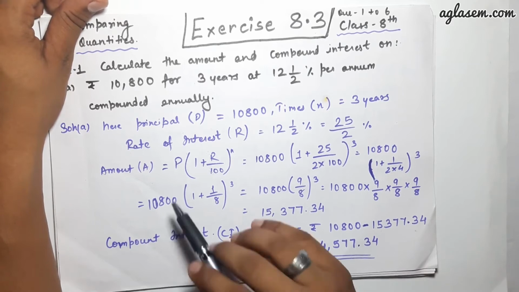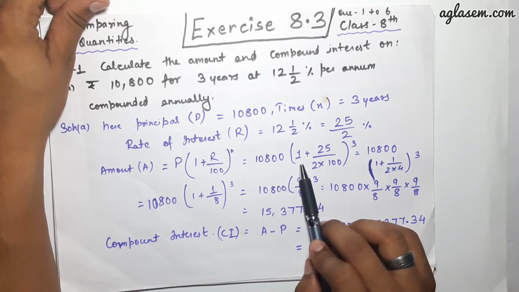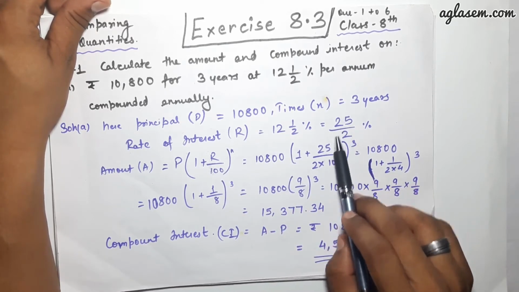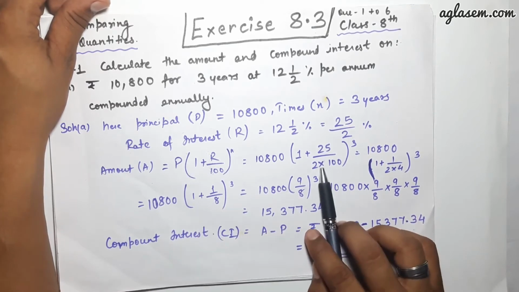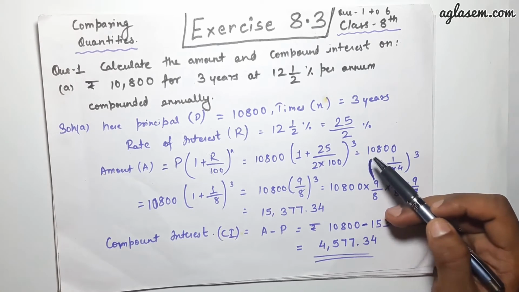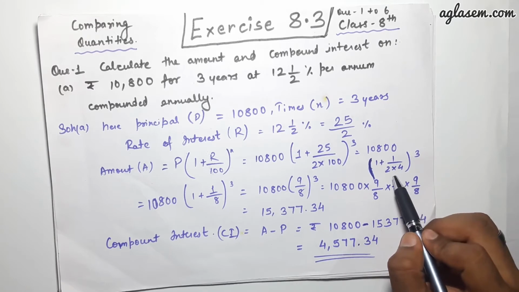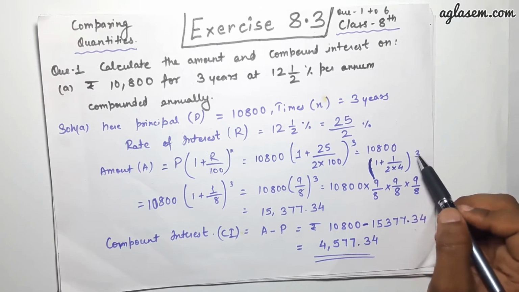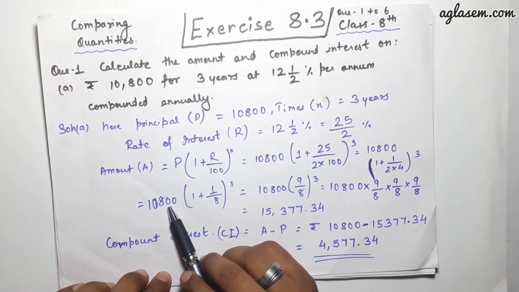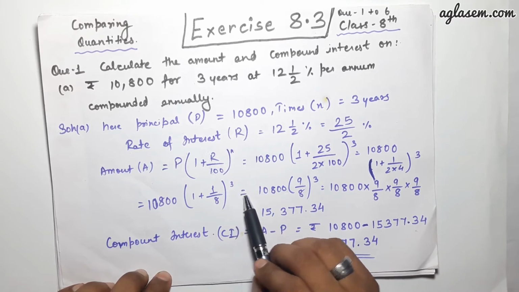Now we have to solve this. We have to put the values. P is equal to 10,800, 1 plus R equals 12 1/2, that is 25/2, into 100. So let's solve this. After solving this we'll get 1 plus 1 upon 2 into 4, and the time is 3 years. So now solve this: 10,800 bracket 1 plus 1 upon 8 to the power 3 years.